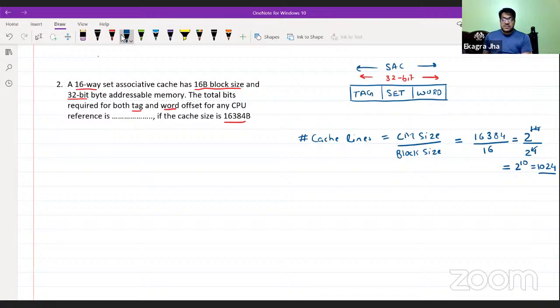This number of cache lines is actually the representation of direct mapped cache, but we actually divide that direct mapped cache into the set associative cache. So in set associative cache, all we need is to find the number of sets, but not the number of cache lines. Number of sets will be the number of cache lines divided by the P way. Now, what is this P way?